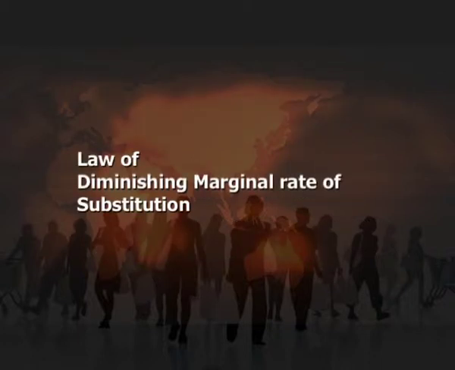Moving ahead to the law of diminishing marginal rate of substitution. An important principle of economic theory is that the marginal rate of substitution of X for Y, that is MRSXY, decreases as more and more of good X is substituted for good Y. In other words, as the consumer gets more and more of good X, he is prepared to forego less and less quantity of good Y.